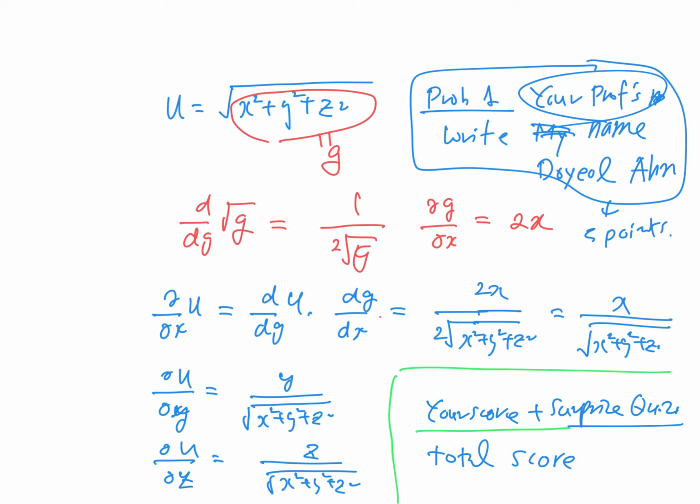Actually, I forgot to turn off the recording. So perhaps I will continue. How about now we have a square root in the denominator. So how do we calculate the derivative?